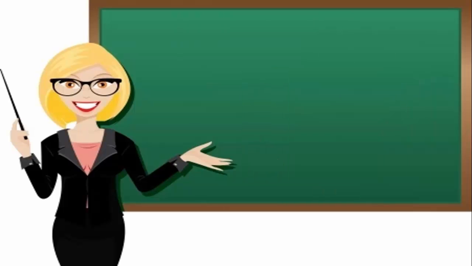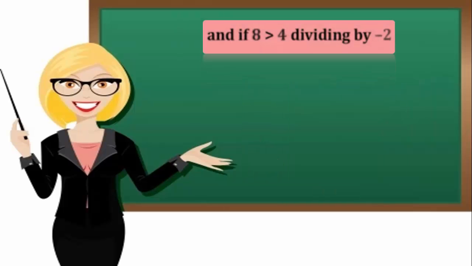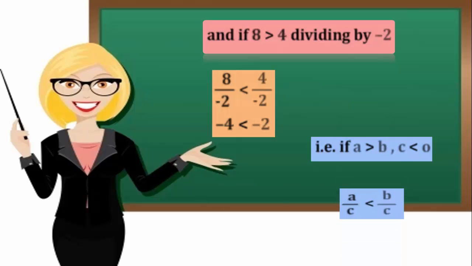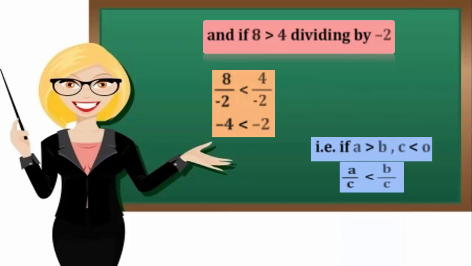And if 8 is greater than 4, by dividing both sides by -2, then -4 will be smaller than -2. That's to say, if A is greater than B and C is smaller than 0, then A over C is smaller than B over C.